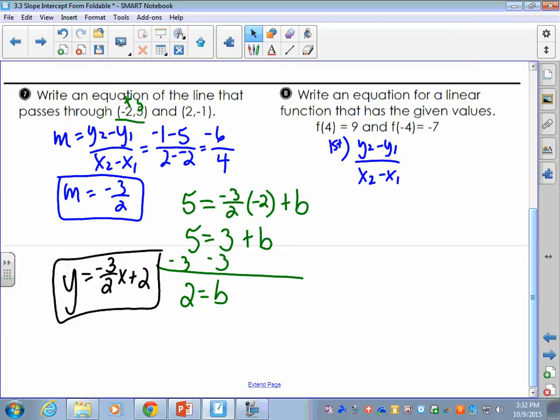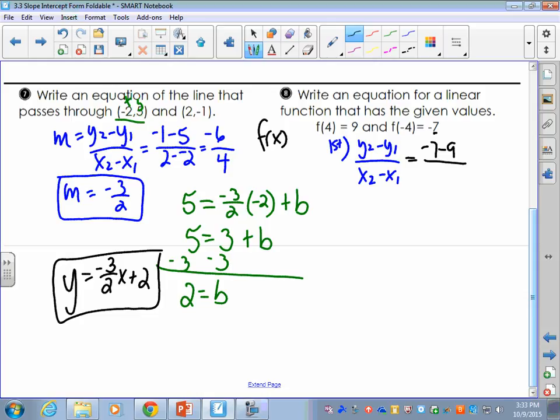Yeah, f of 4, f of something would be the x, because we usually write f of x. So now we know what number is representing x. What numbers are our x? 4. Yep, and the y would be the 9. Over here, negative 4, and then this negative 7. So on the top, I can have negative 7 minus 9 over negative 4 minus 4. Negative 7 minus 9 gives me a negative 16 over a negative 8. Negative 16 divided by negative 8 is positive 2. So my m is a positive 2.